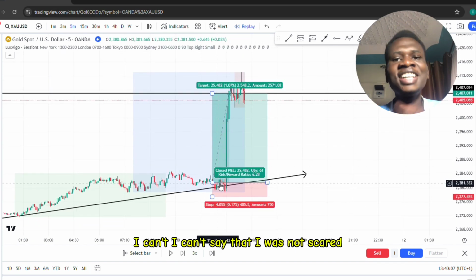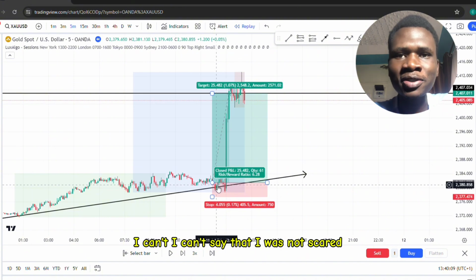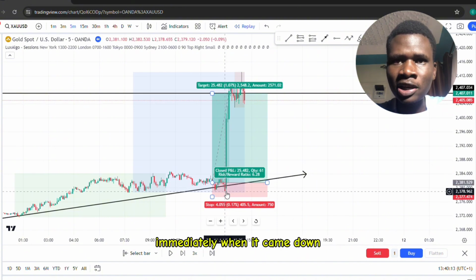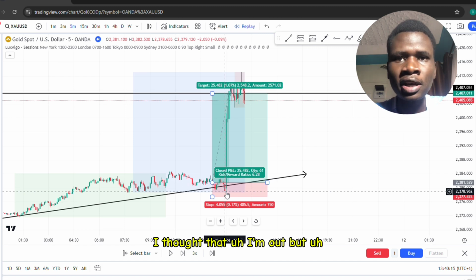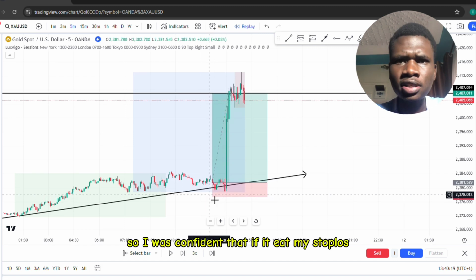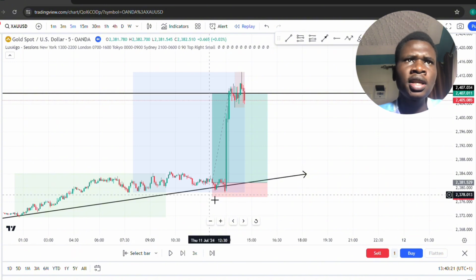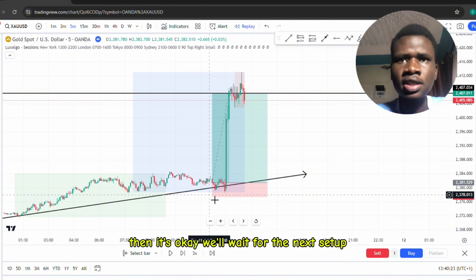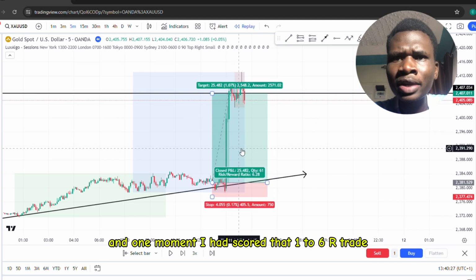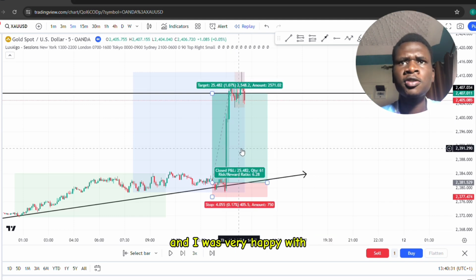I can't say that I was not scared. I was very nervous at this point. Immediately when it came down, I thought that I'm out. But my stop loss was there, so I was confident that if it hit my stop loss, then it's okay. We'll wait for the next setup. But it spiked up, and one moment I had scored that 1 to 6R trade, and I was very happy.